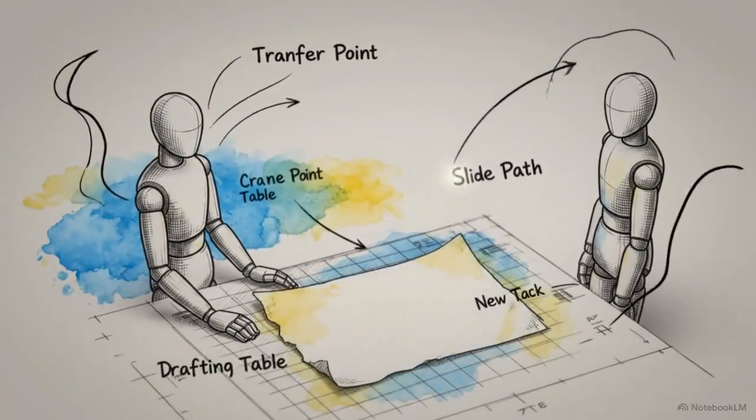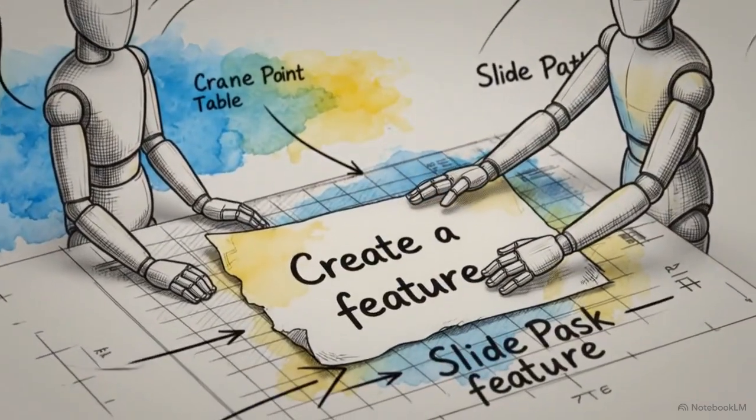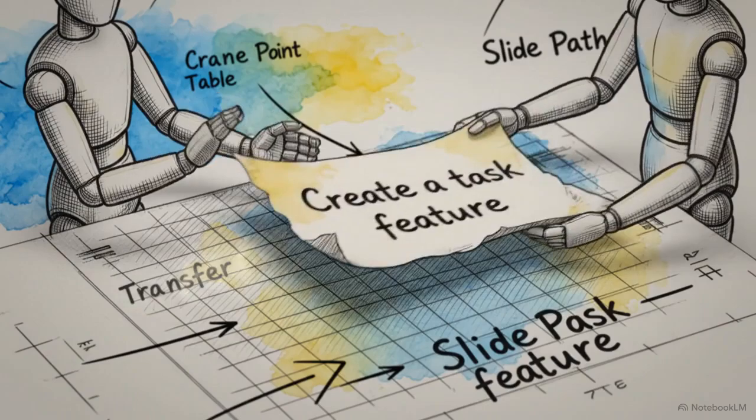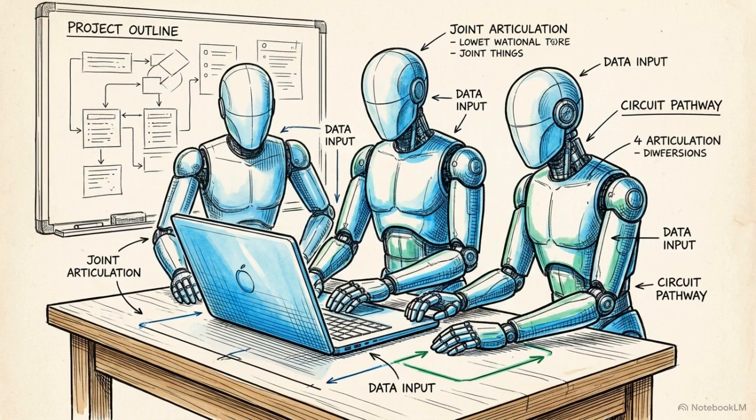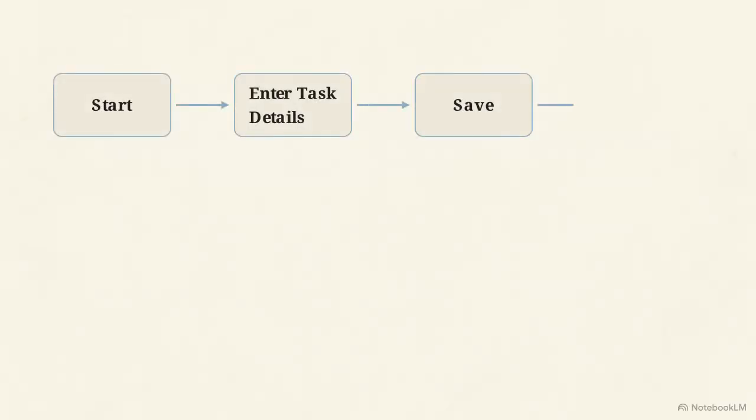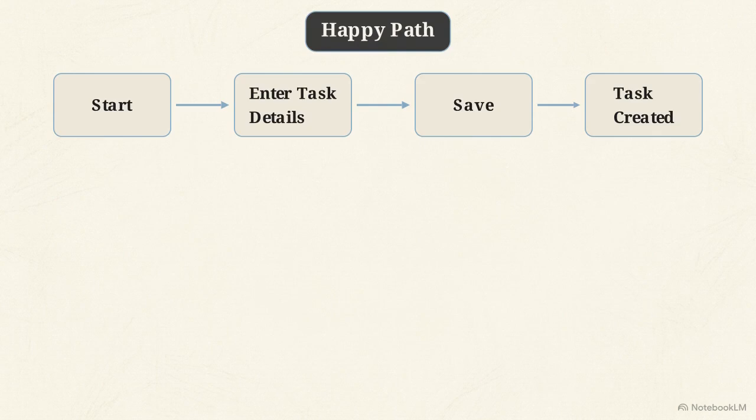A product manager hands a development team a simple instruction: create a task feature. On the surface, it seems clear. The team assumes they know exactly what to build. The developer writes the code and gets the basic action working, but they focus entirely on the happy path.